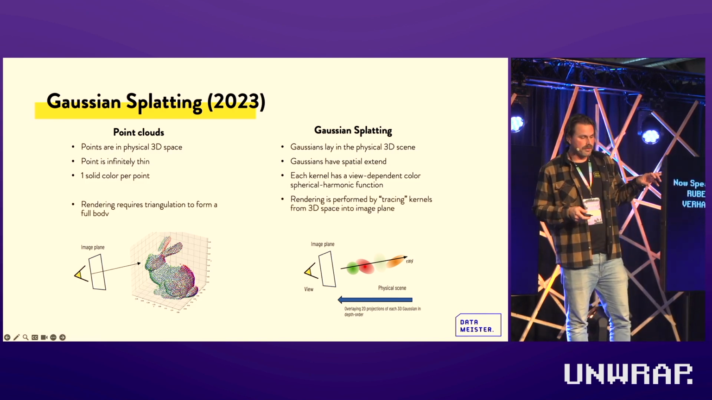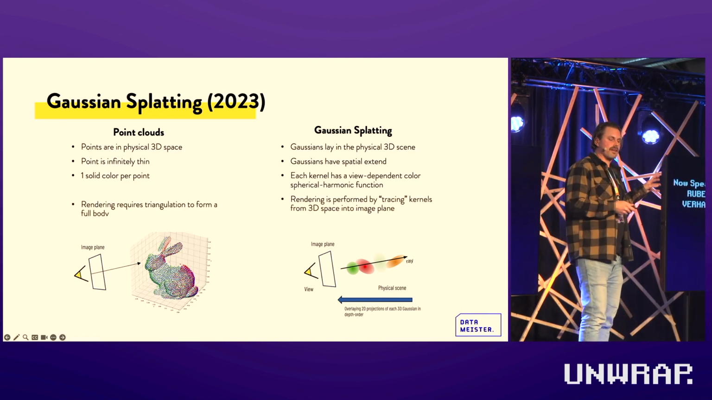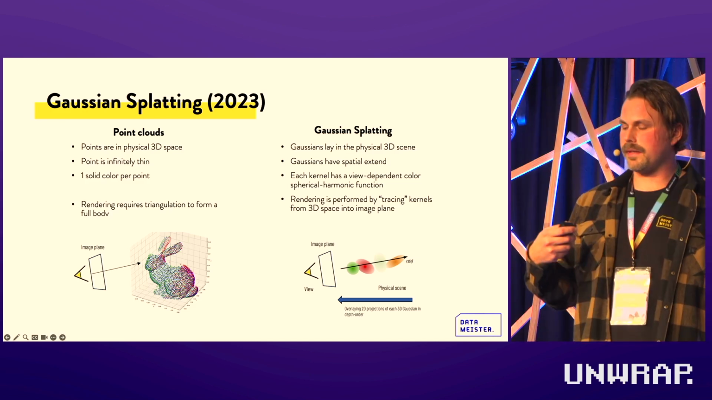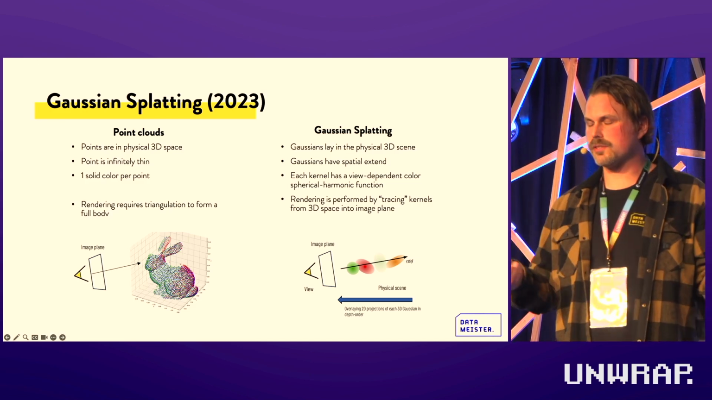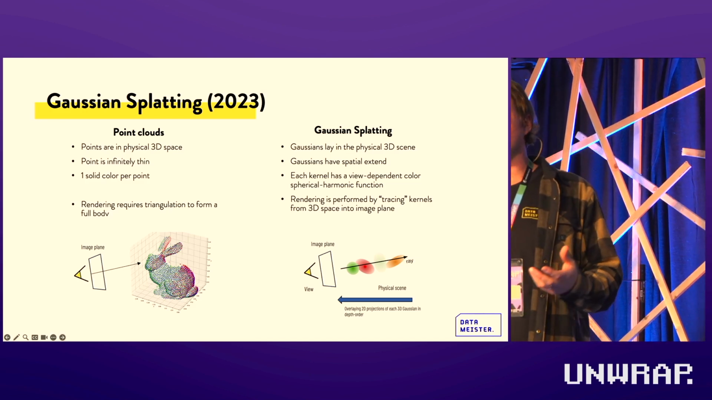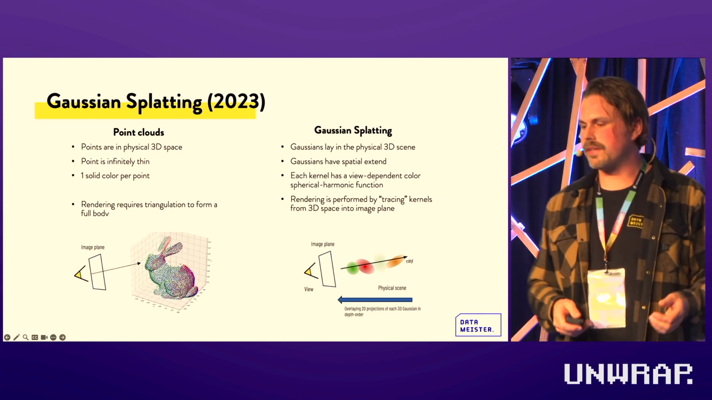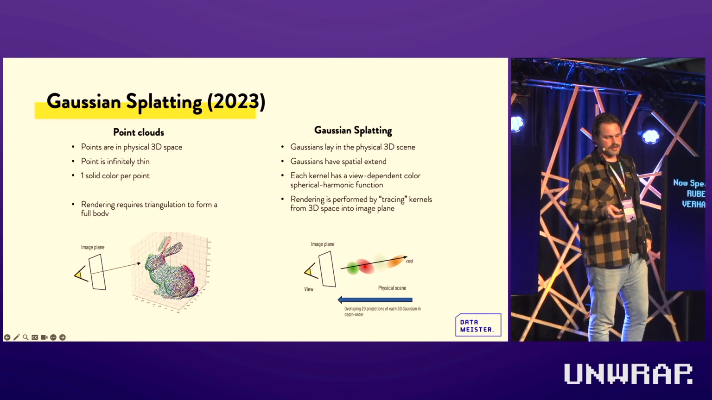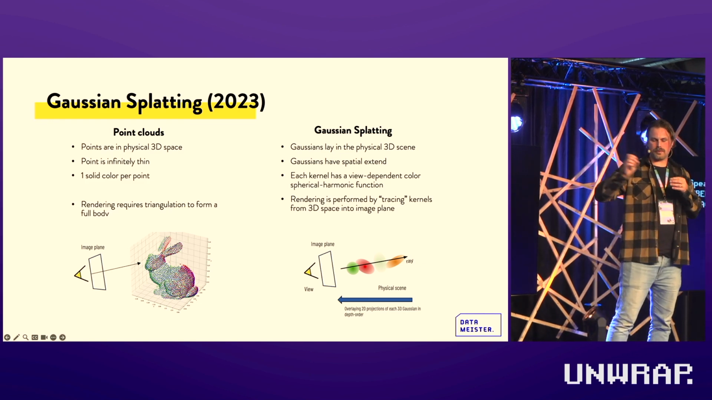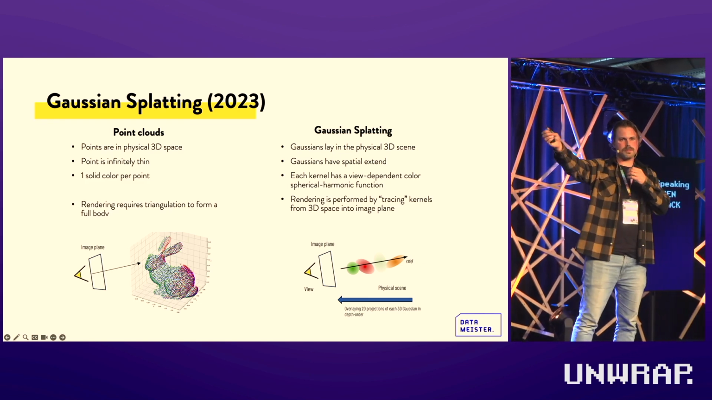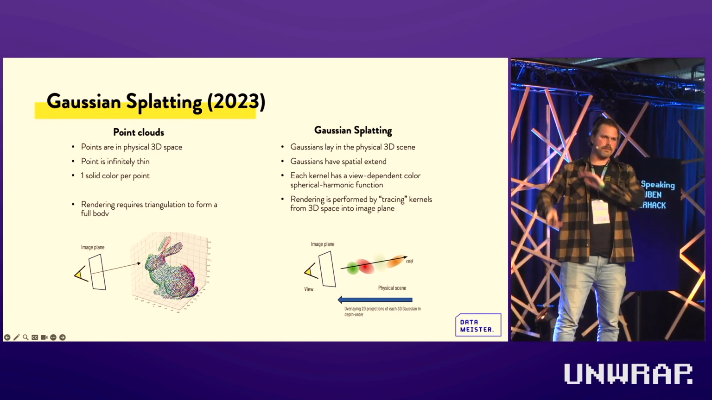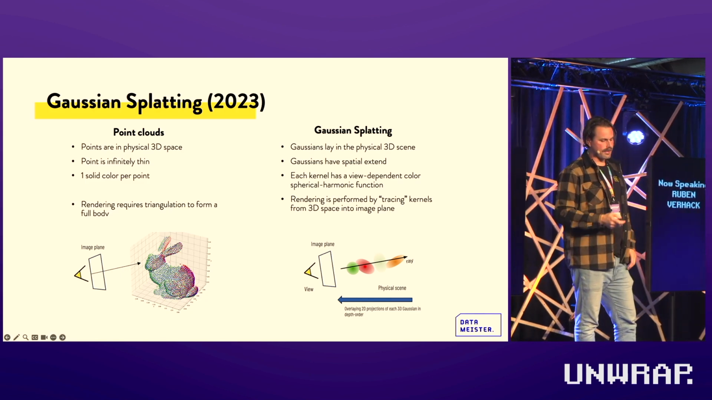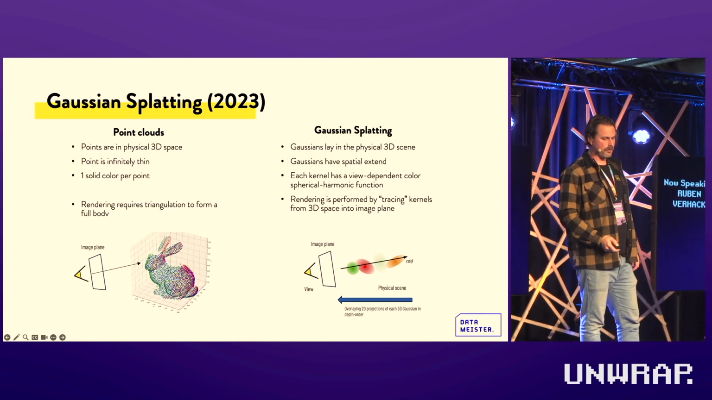If you want to render a point cloud, it requires triangulation to form a full body. Then you can render, which is highly efficient, but it's highly efficient because there's 30, 40, 50 years of computer science behind it. Gaussian splats is similar: you ray trace through those blobs, you alpha composite them together, and that gives you your pixel value on your image plane.